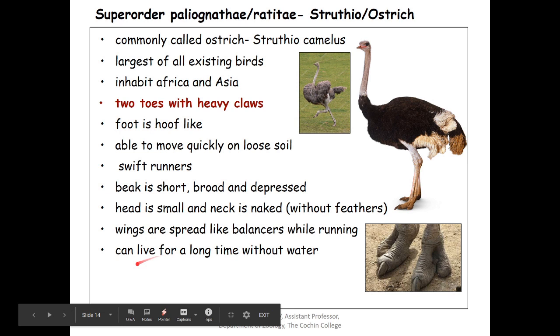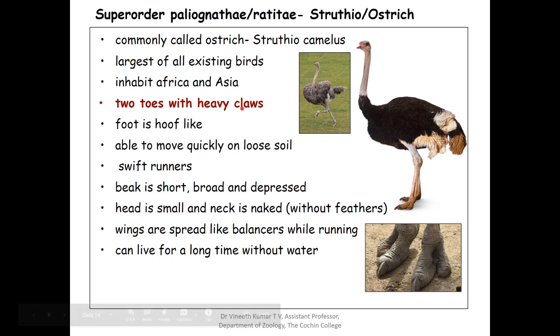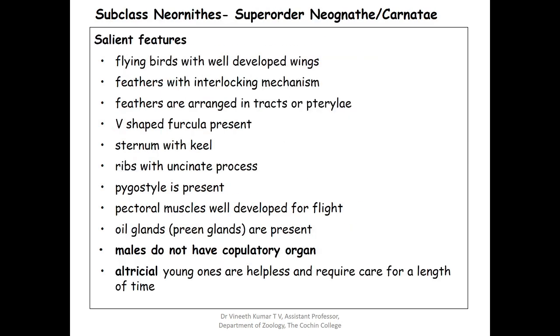Another feature is they can live without water for a longer time. So these are the main features of this particular group, which is Paleognathae, the first superorder coming under Neornithes. And the example is ostrich. The second superorder coming under the subclass Neornithes is superorder Neognathae, or called Carinatae.